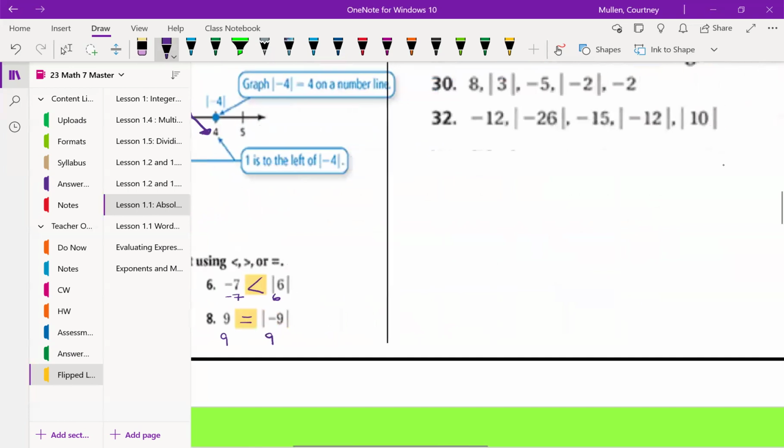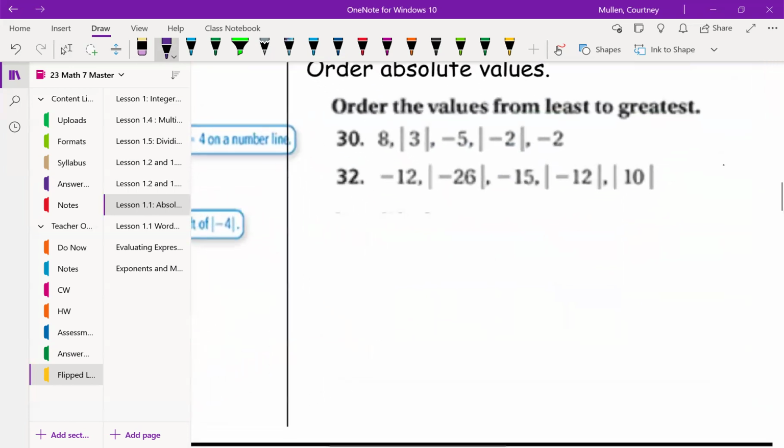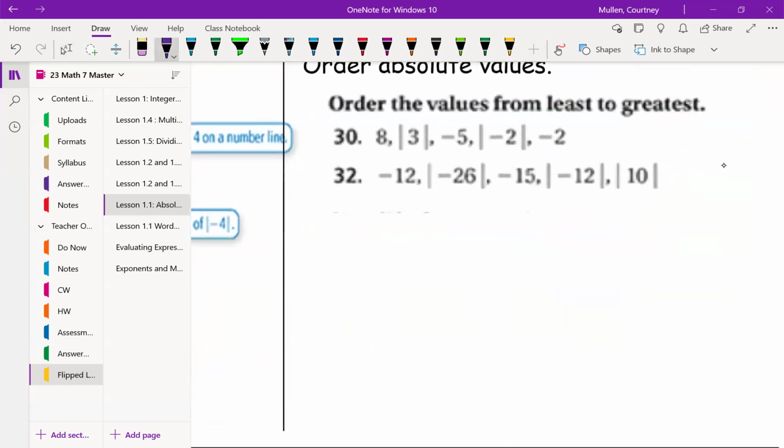Let's go ahead and put some of these values from least to greatest. So we're going to do number 30 down here. So we know that the absolute value of 3 is 3, and the absolute value of -2 is 2. So we're going to put them in order from least to greatest. So what's the lowest value here? Did you say -5? You'd be right.